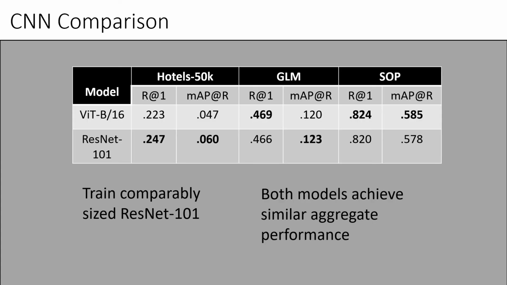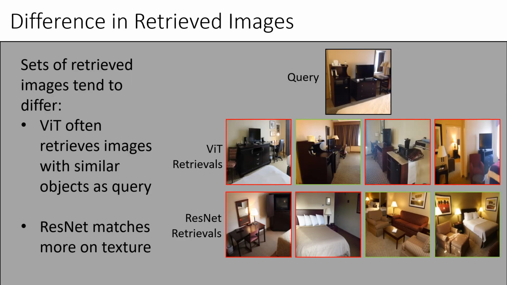Lastly, we also train a comparably sized ResNet 101 on these 3 datasets for comparison. We find that both models achieve similar aggregate performance. However, the sets of retrieved images for a given query often differ between the 2 models.